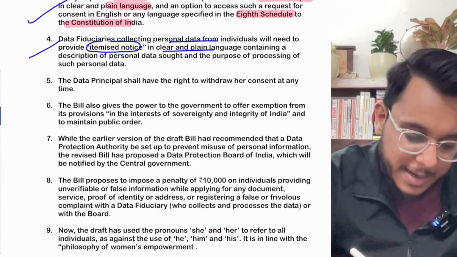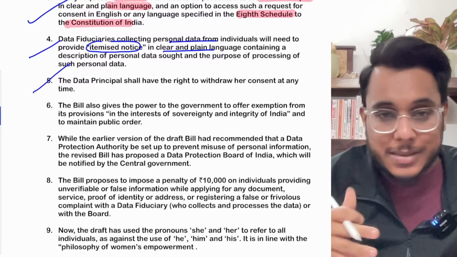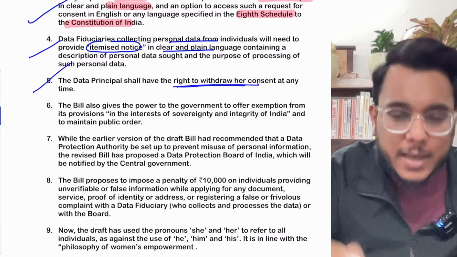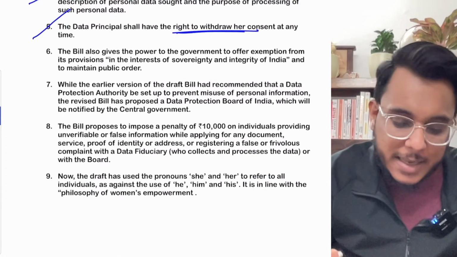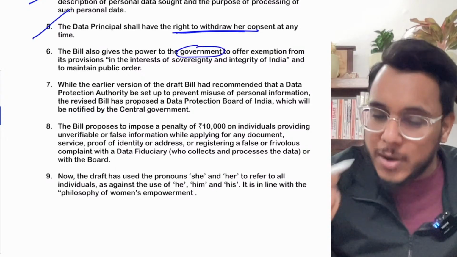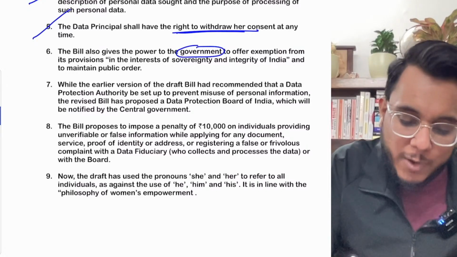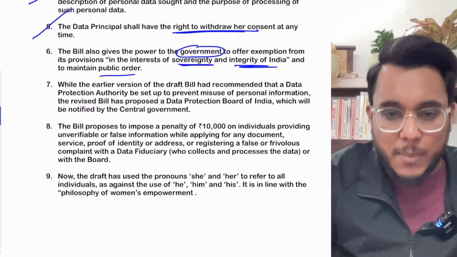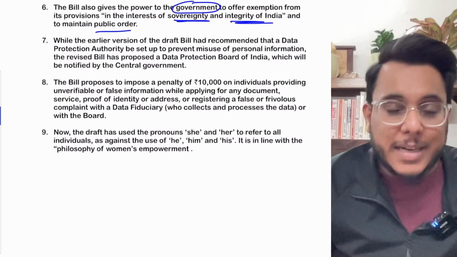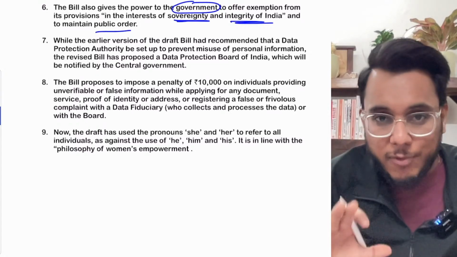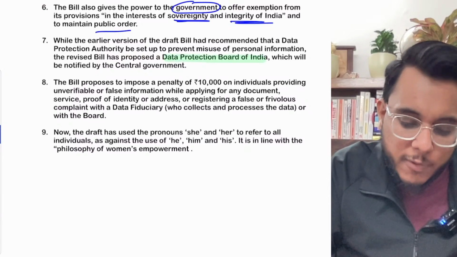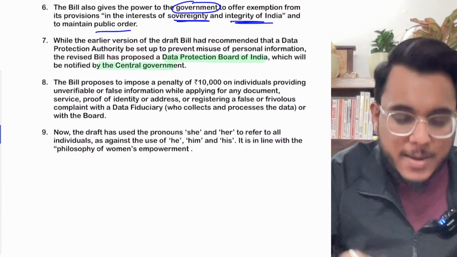That's something. Then the next thing provided here is that the data principals, the owners of the data, should be given the right to withdraw their consent. Then the government is exempt. The government can harvest the data, and can ask for the data even without consent, for sovereignty, integrity, and to maintain public order. The next thing provided is that, to make sure this data protection bill is followed in spirit, a body will be created, the Data Protection Board of India. This will be notified by the central government.